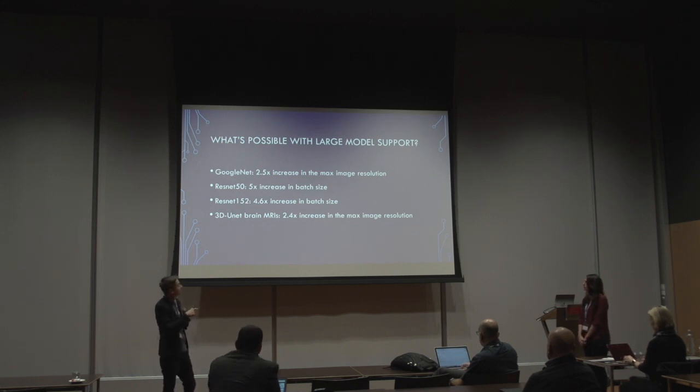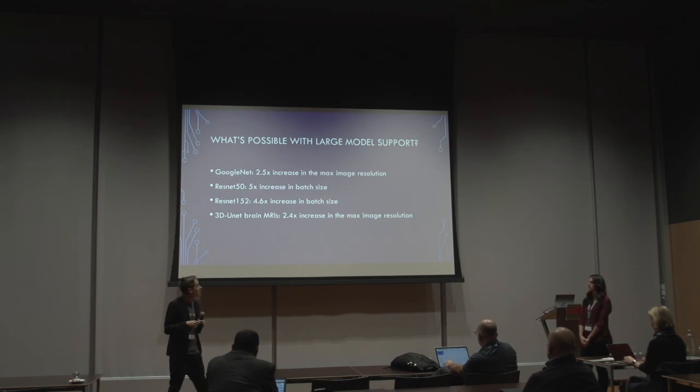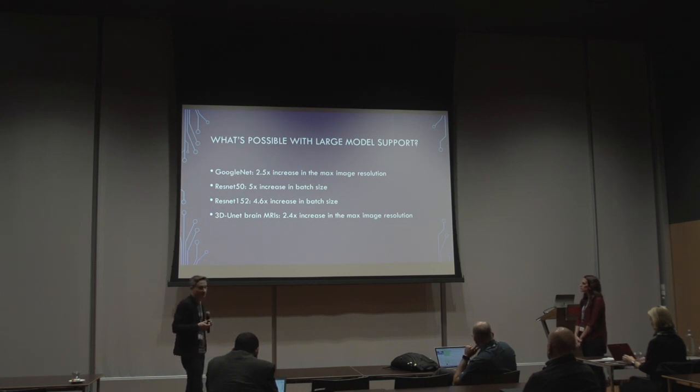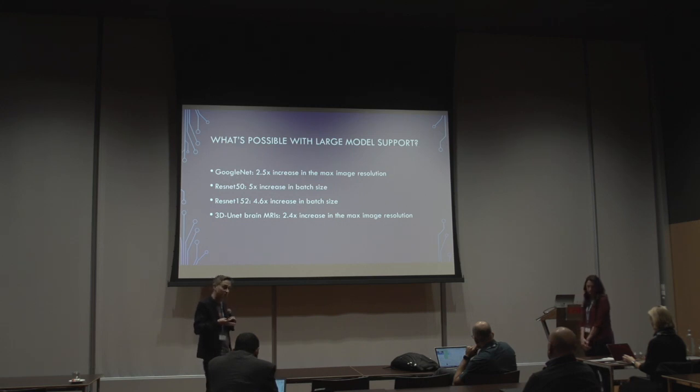With GoogleNet, we got a 2.5 times increase in the maximum image resolution during training. With ResNet 50, we got a 5 times increase in batch size, and a higher batch size will allow you to converge quicker. And in ResNet 152, we got a 4.6 times increase in batch size, or similar results there. The ResNet ones are much larger models, so having that much larger of a batch size increase in an already large model is pretty significant.